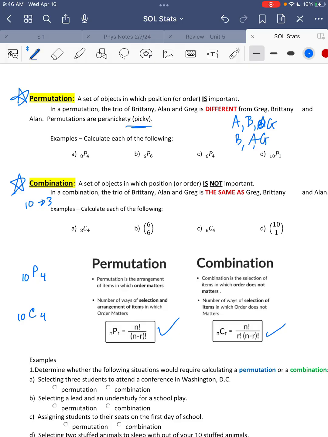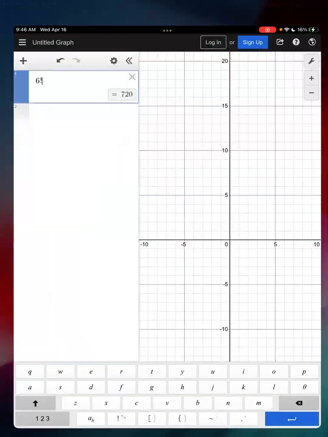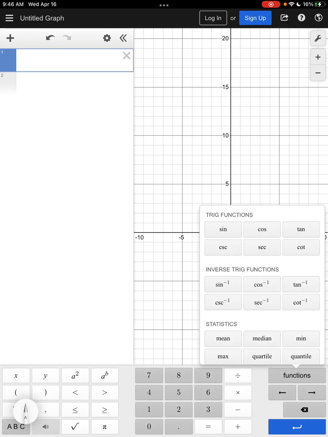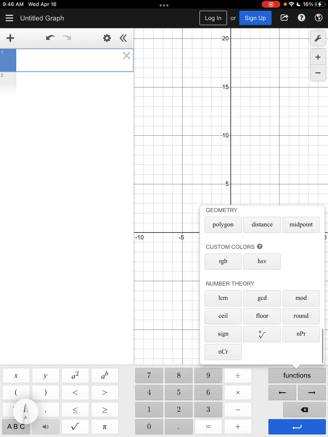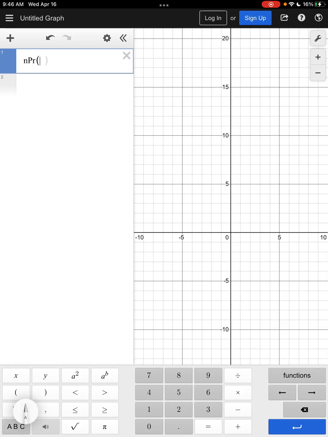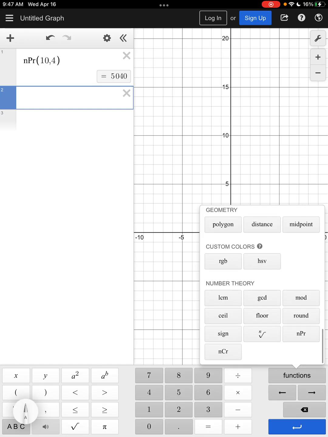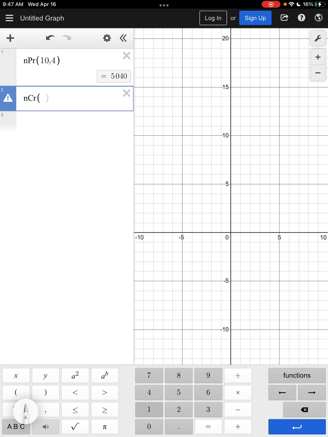So let's try and put those into Desmos and see what I mean. When you do these, you want to go back to your functions and all the way at the bottom, I think. Yeah, there they are. And PR, and you want to put 10, 4 for my example here. All right, and then I'm going to do that again, but I'm going to do a combination to show you the difference. And I got 10, 4.